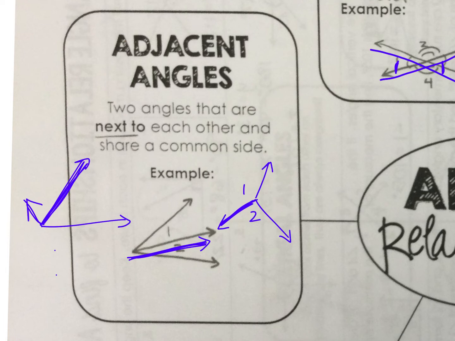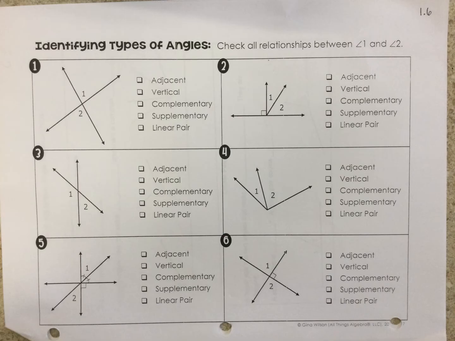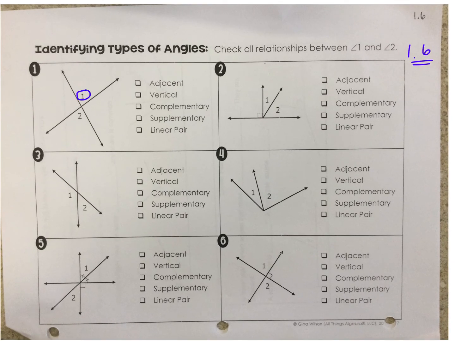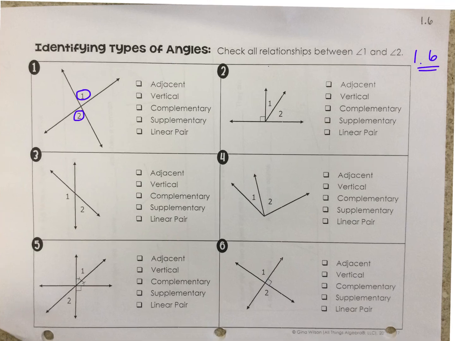All right, flip back to the last page of your 1-6 packet. On this page, it's your 1-6 packet, last page. You're going to need to figure out the relationship between all the angles. So, in number 1, I want to know the relationship between angle 1 and angle 2. Let's remind ourselves what each of these means. Adjacent means touching.